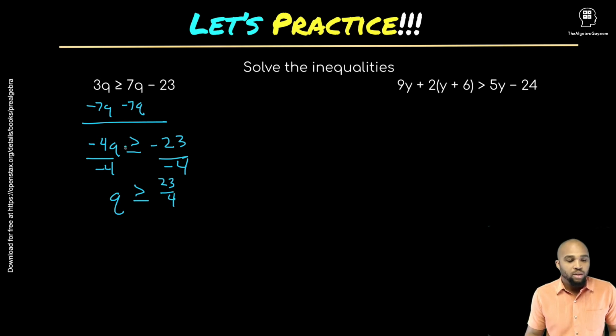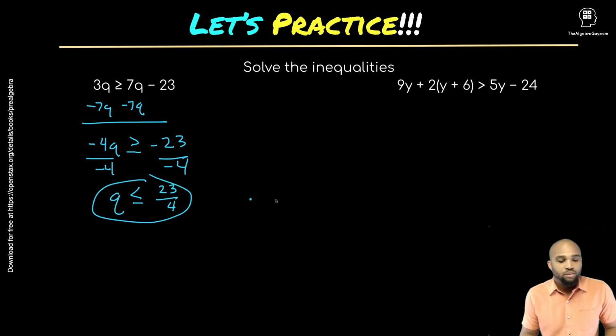But I didn't do that right, did I? Because we divided by a negative. So what has to happen with this sign? This sign actually needs to go the other direction and make it less than or equal to 23 over 4. And there we go.